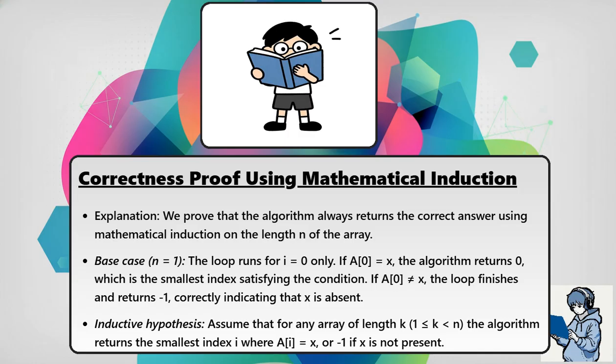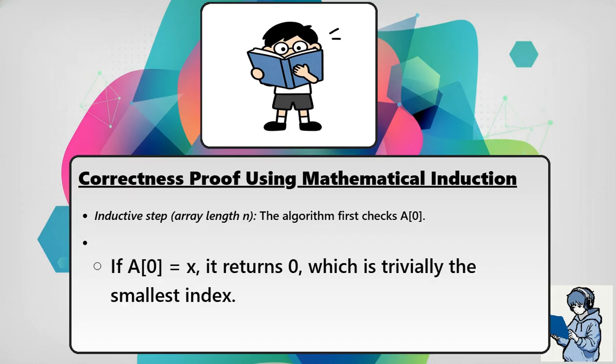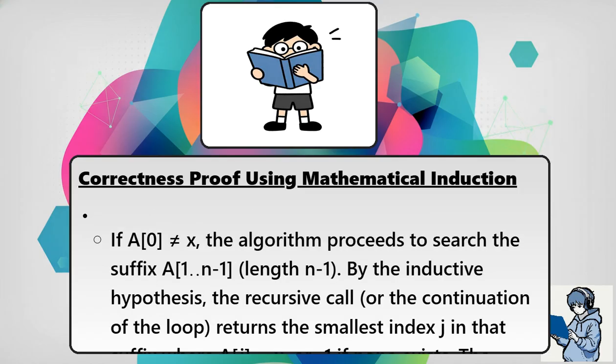Inductive hypothesis. Assume that for any array of length k, where k is at least 1 and less than n, the algorithm returns the smallest index i where a_i equals x, or -1 if x is not present. Inductive step, array length n: the algorithm first checks a_0. If a_0 equals x, it returns 0, which is trivially the smallest index. If a_0 does not equal x, the algorithm proceeds to search the suffix a_1 to a_{n-1}, length n-1.